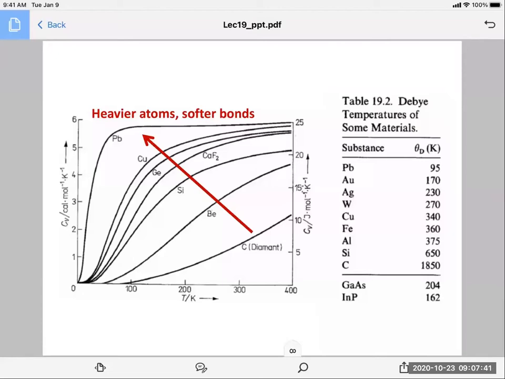Are there any questions on this, kind of the nature of the specific heat in the Debye model and how the Debye temperature relates to the physical parameters of the material? All right, cool.